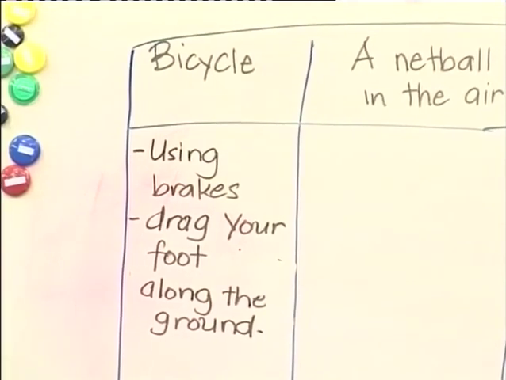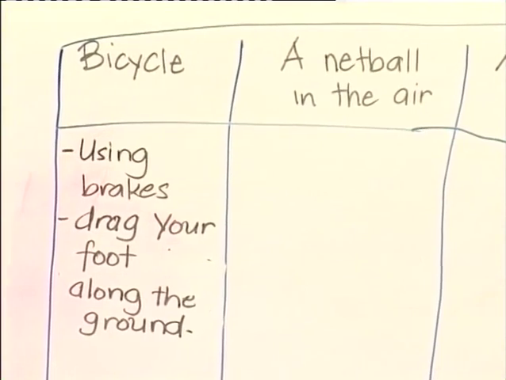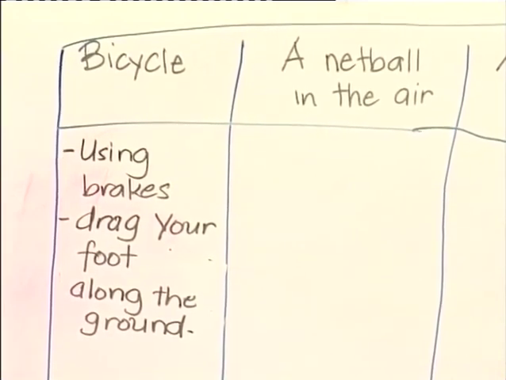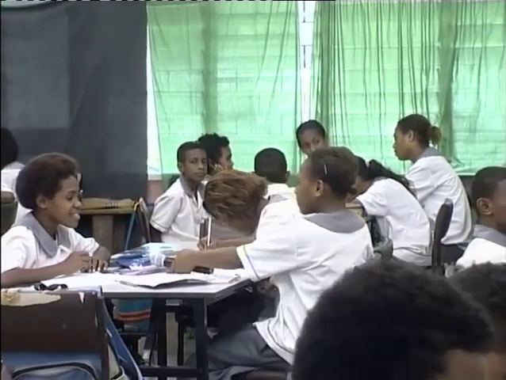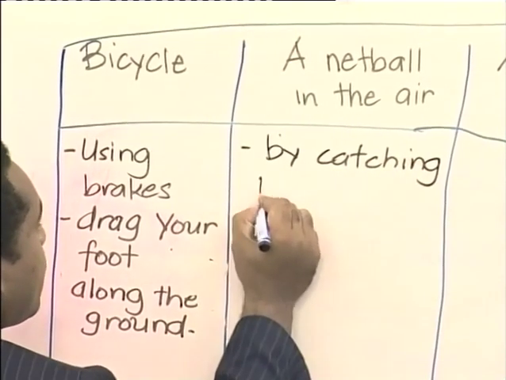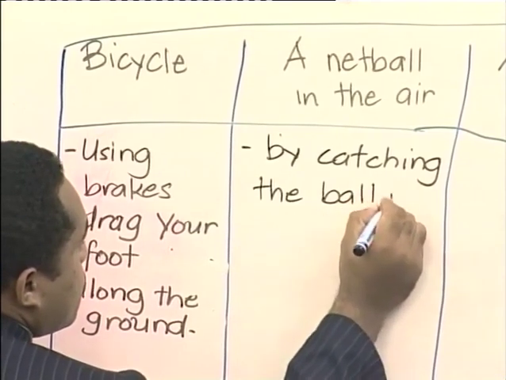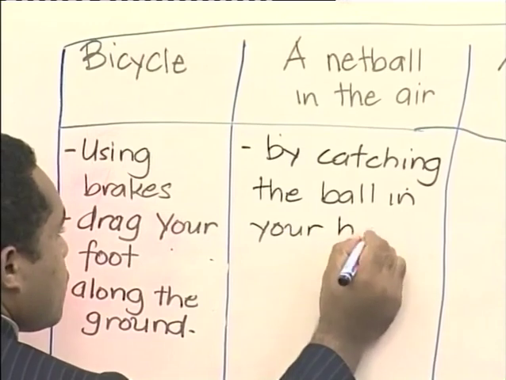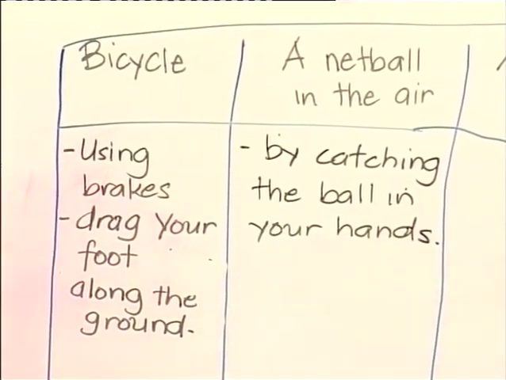The next one, a netball in the air. How can you make it stop? Victoria, thank you. By catching it. Very good. By catching the ball in your hands. All right, let's move on.